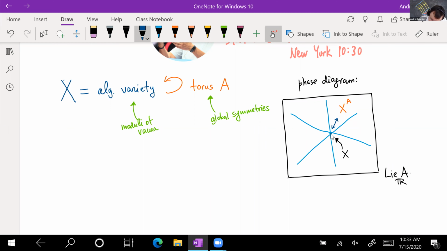That requires a choice of chamber. First of all, I have to have something which connects X and the fixed locus, and also a choice of this chamber. This chamber is a choice of attracting and repelling interactions.